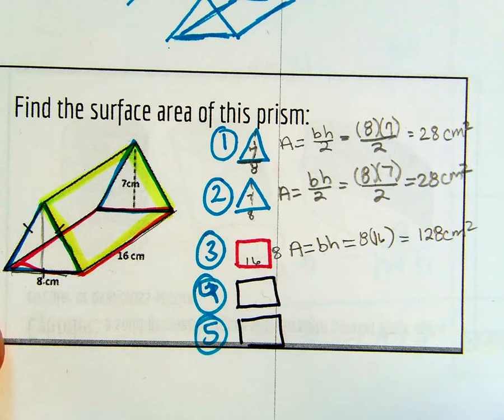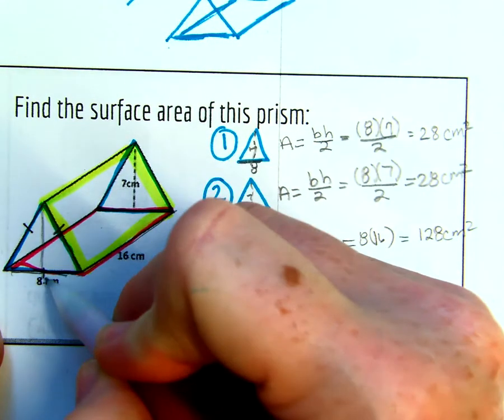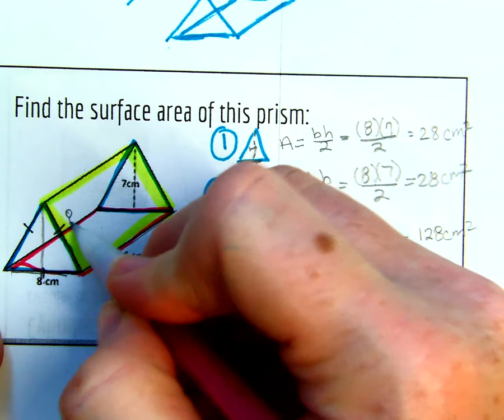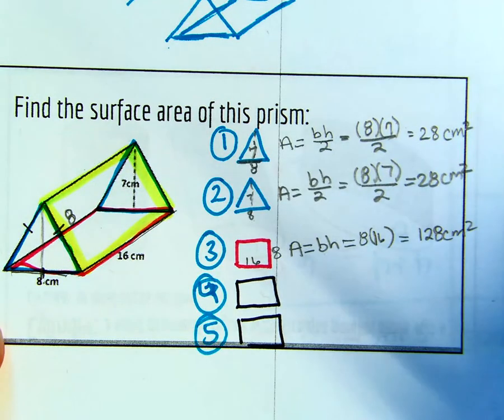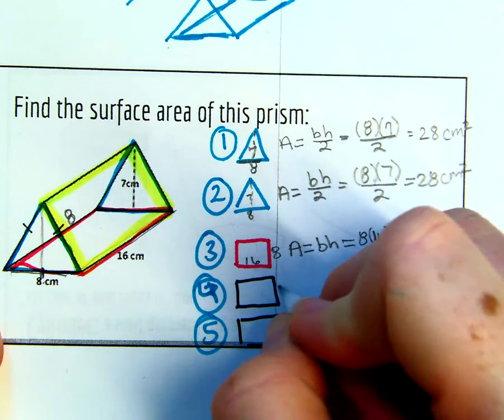And then this one happens to be really, really easy because if we look at this next one, you can see this tick mark, which if you remember, if they have tick marks, that means they're the exact same measurement. And so we have another 8 by 16 rectangle here.